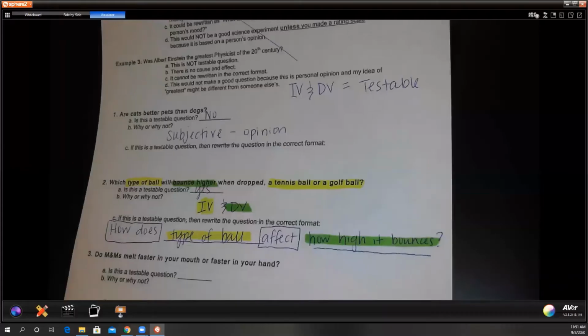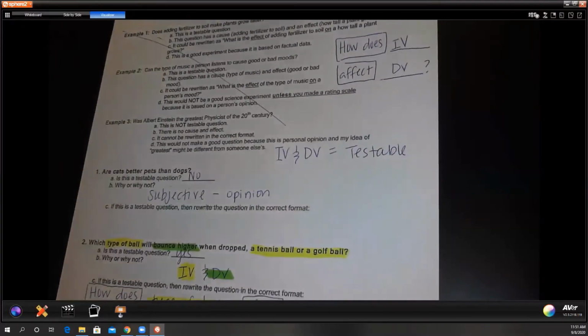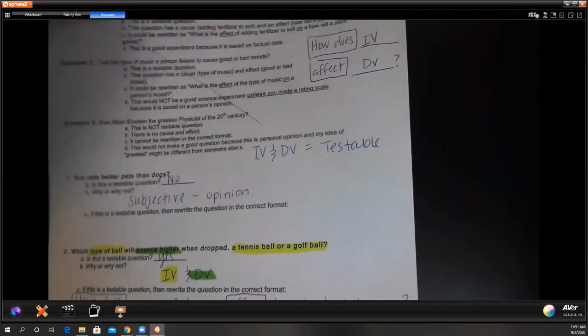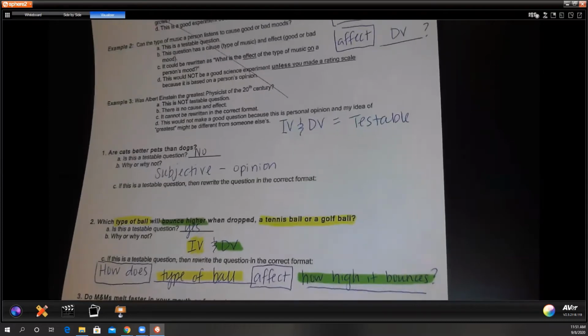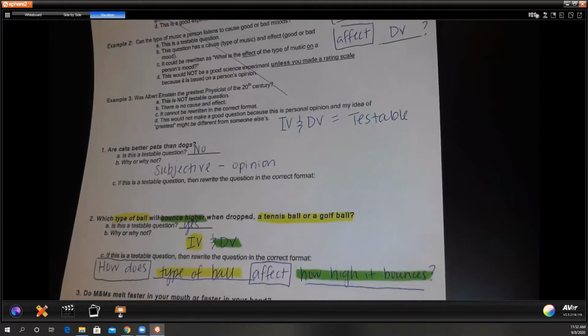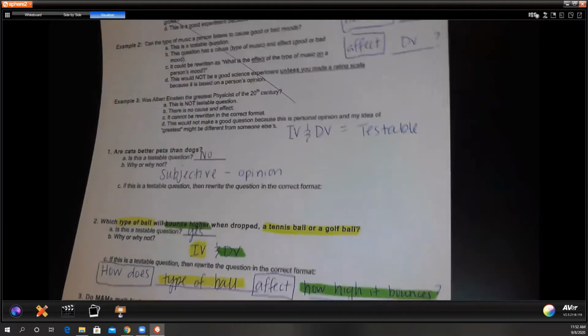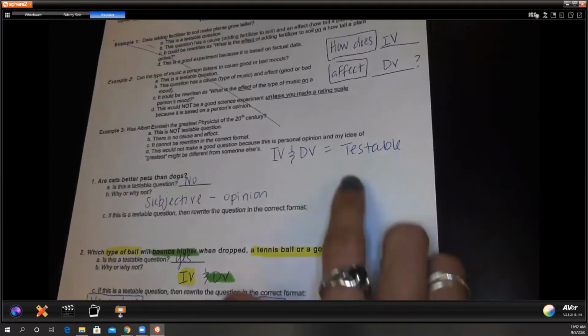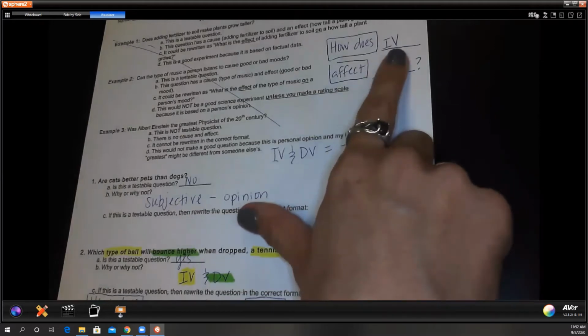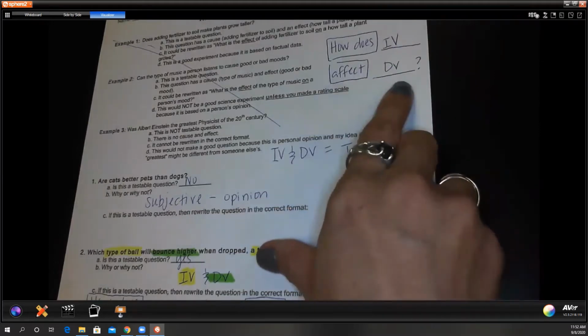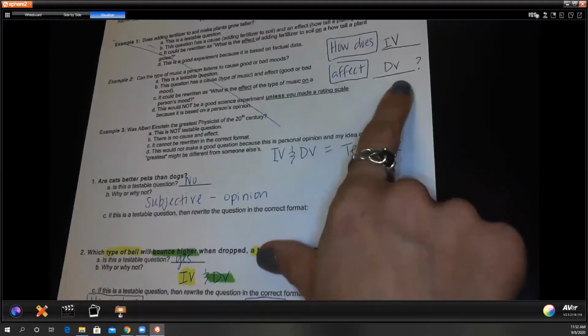We learn, experiment, fail, learn, repeat. So fix your mistakes if we are doing something incorrectly. We talked about how something is testable if it has an independent and dependent variable. That means it's an experiment, right? I can change something. I can measure what I changed. And we talked about our testable question format: how does our independent variable, what we change, affect our dependent variable, what we're measuring?